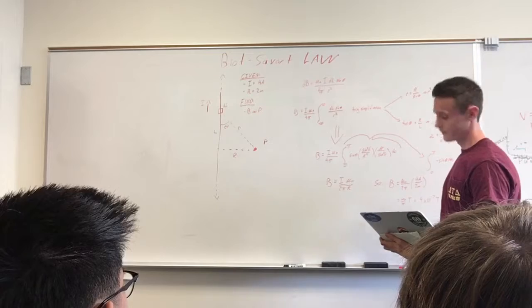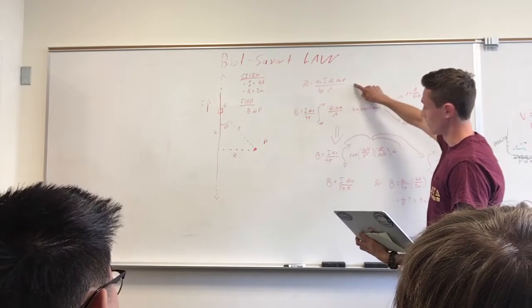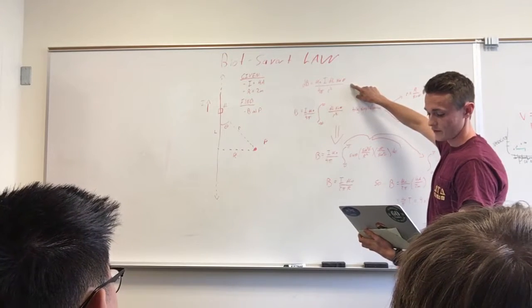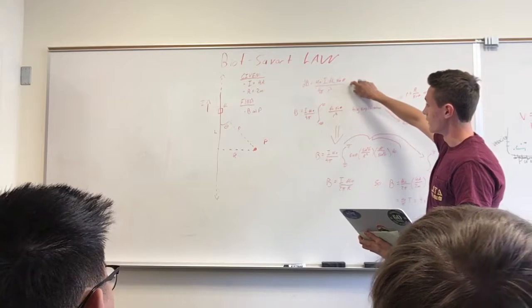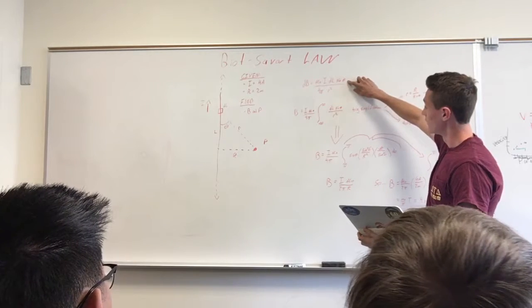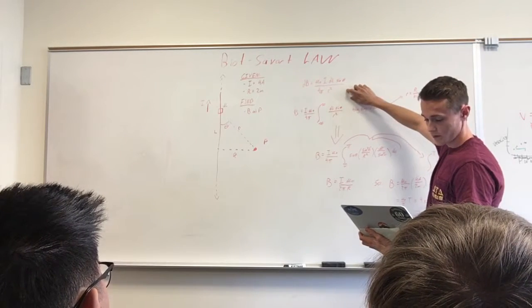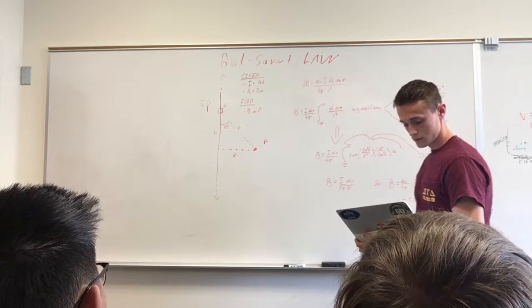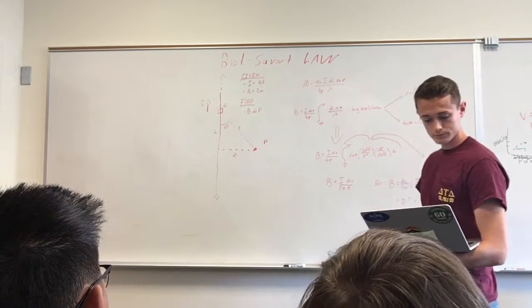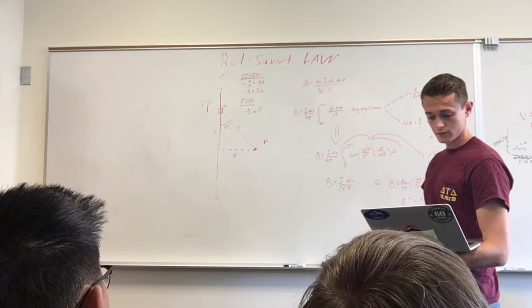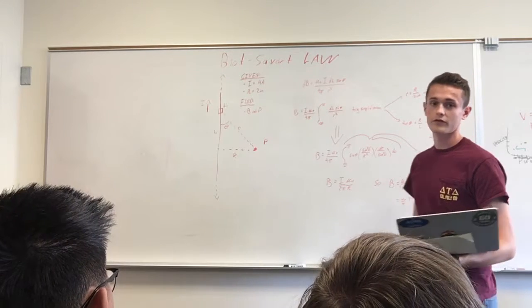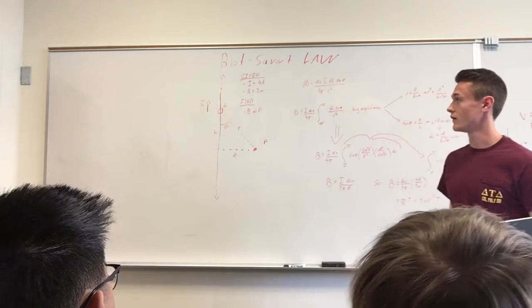So we come up with this differential equation up here, which is dB equals mu naught I, and I simplify the cross product here to dl sine theta over 4 pi r squared. Cool. And the right-hand rule is extremely essential for using the Biot-Savart law.